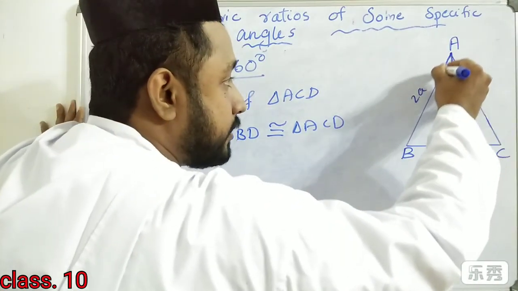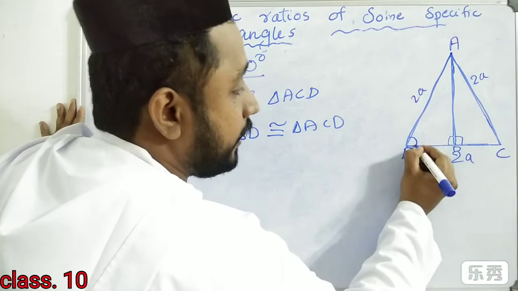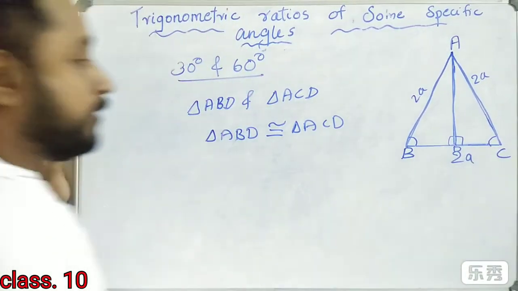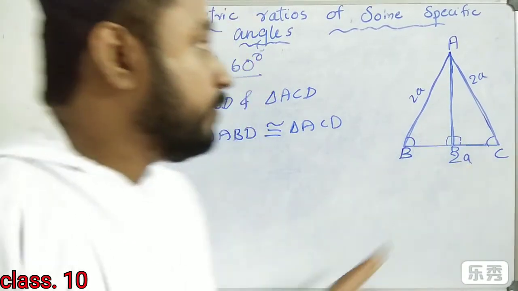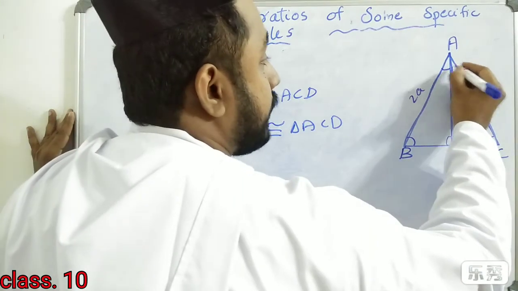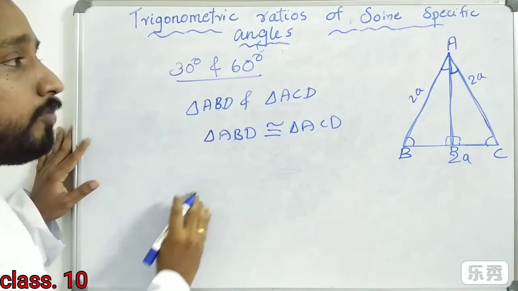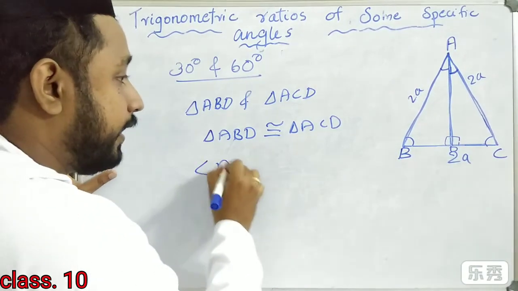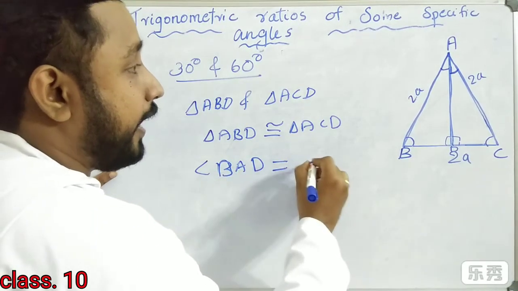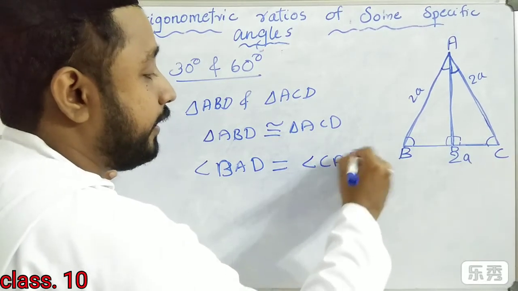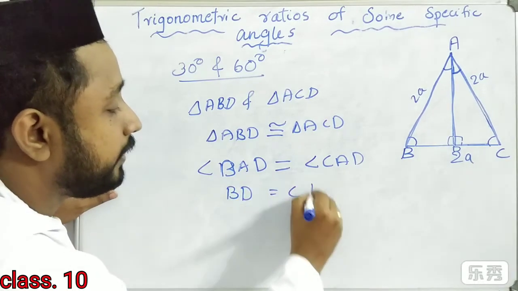Other thing is that this is an equilateral triangle. So we know that this is 60 degree, this is also 60 degree. So this is 90 degree, this is 90 degree. So these two triangles are also equal, since corresponding parts of congruent triangles are equal. So angle BAD is equal to angle CAD, and also BD is equal to CD.